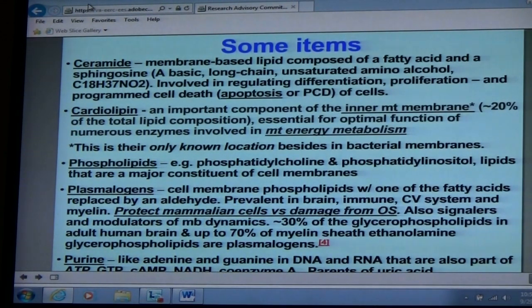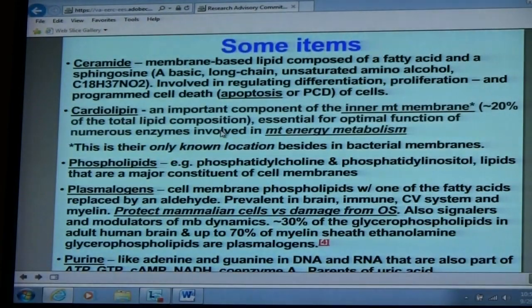Cardiolipin is an important component of the inner mitochondrial membrane, in fact comprising 20% of the total lipid composition of that membrane, that is essential for optimal function of numerous enzymes involved in mitochondrial energy metabolism. Incidentally, the only known location of cardiolipin in mammals is in the inner mitochondrial membrane. The only other known location is in bacterial membranes, and of course, the belief is that mitochondria derived evolutionarily from bacteria.